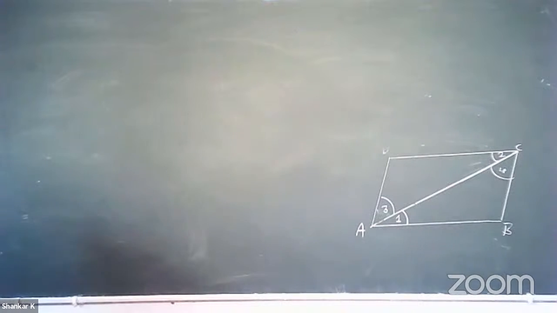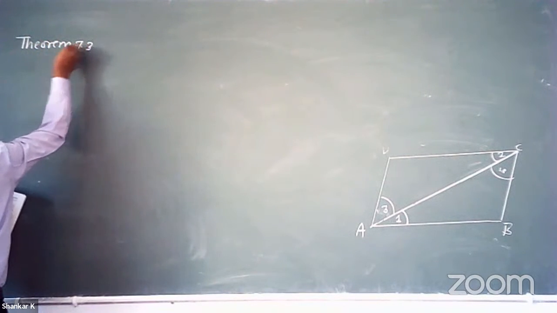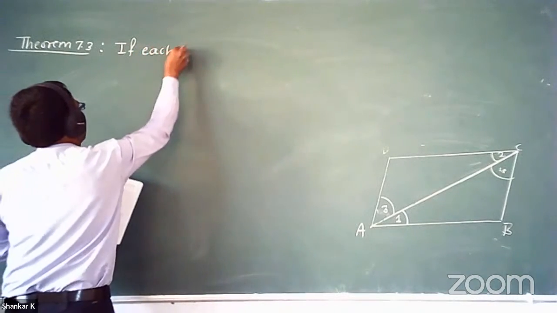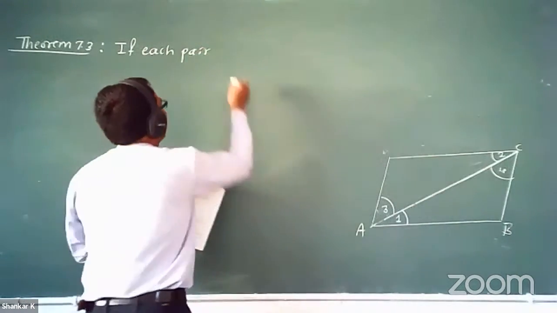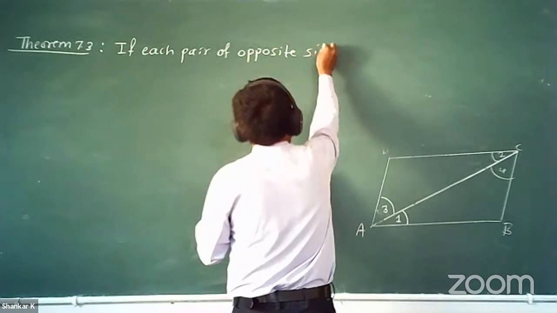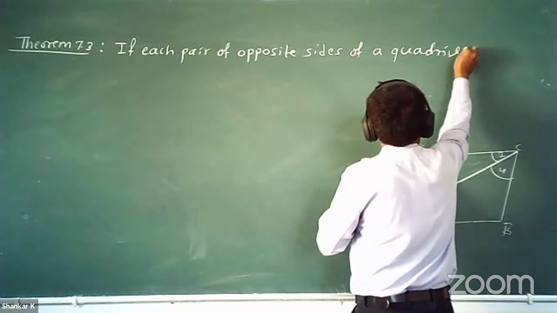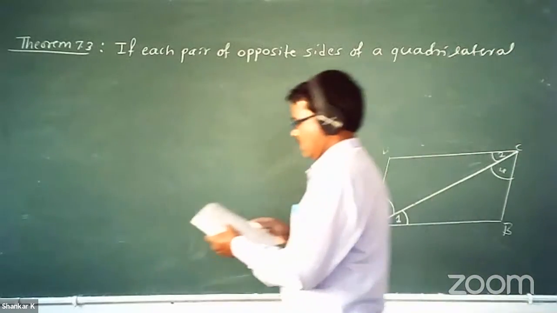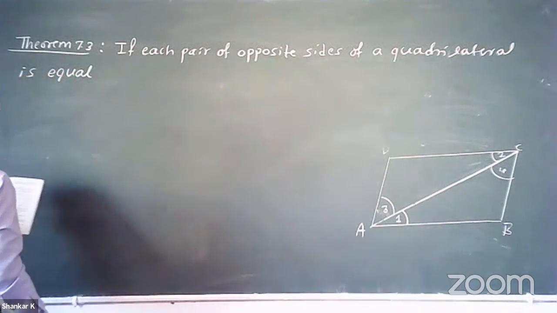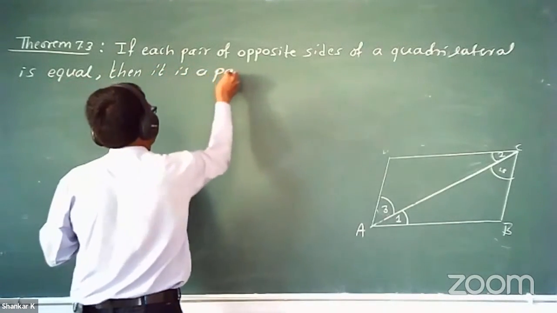Next, theorem number 7.3. If each pair of opposite sides of a quadrilateral is equal, then it is a parallelogram.